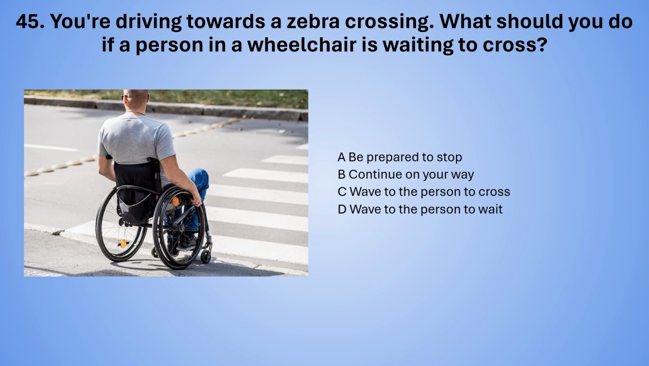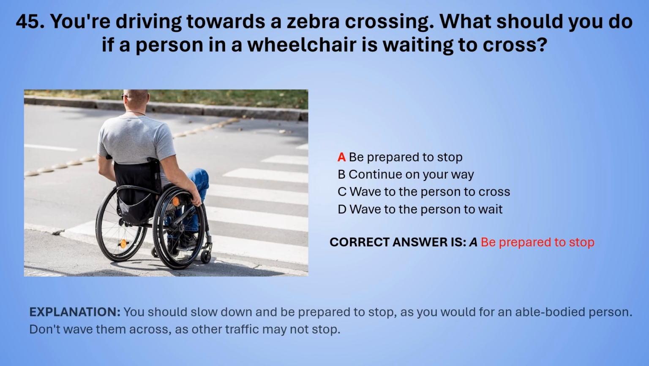5, 4, 3, 2, 1, and the correct answer is A. Be prepared to stop. You should slow down and be prepared to stop as you would for an able-bodied person. Don't wave them across as other traffic may not stop.